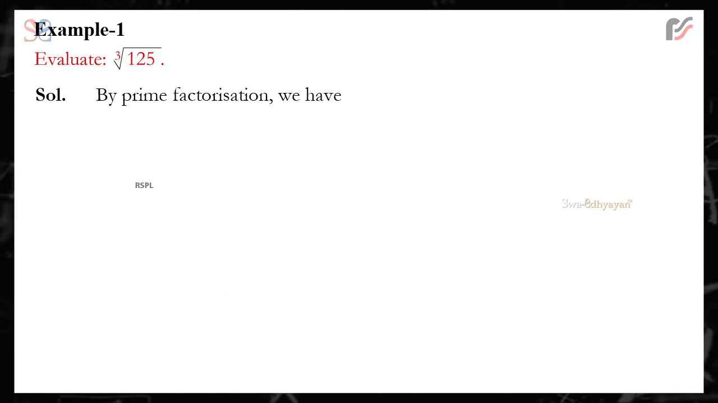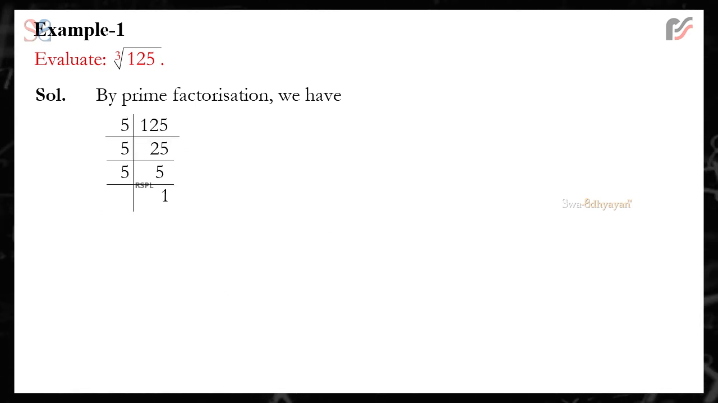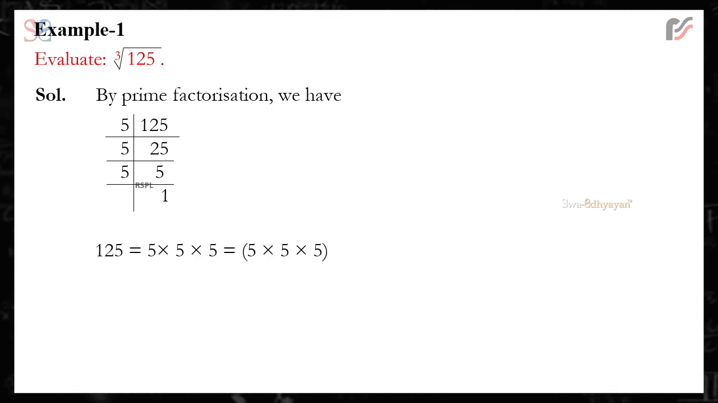Example 1. Evaluate cube root of 125. Solution. By prime factorization, we have, on dividing 125 by 5, we get 25. On dividing 25 by 5, we get 5. On dividing 5 by 5, we get 1. 125 is equal to 5 into 5 into 5, which is equal to 5 into 5 into 5. Cube root of 125 is equal to 5.